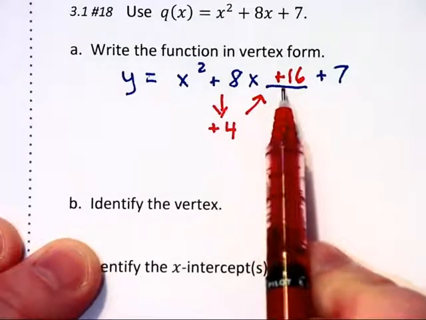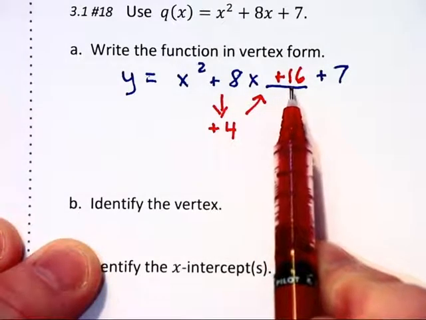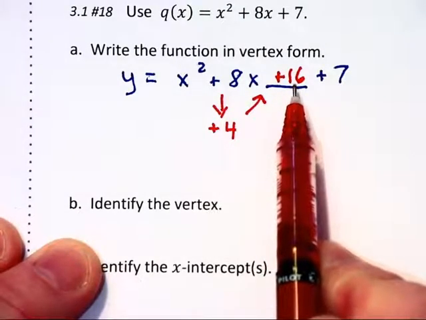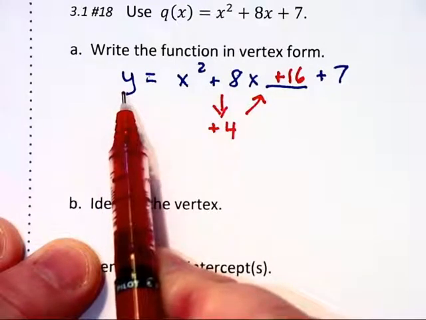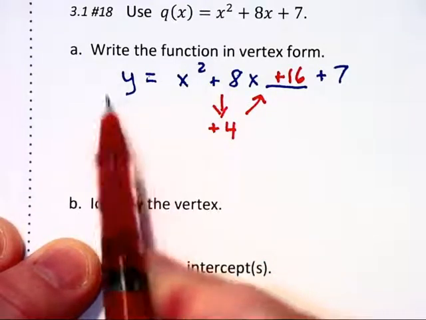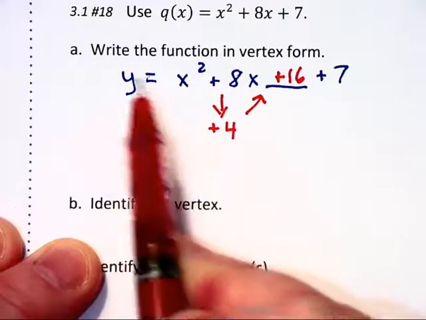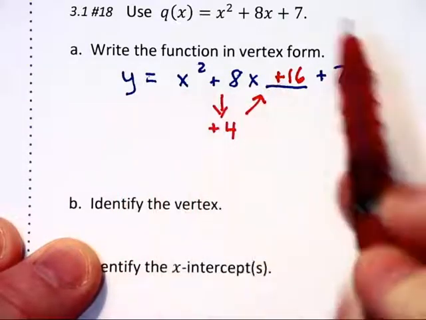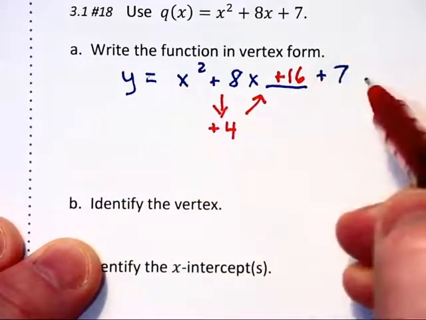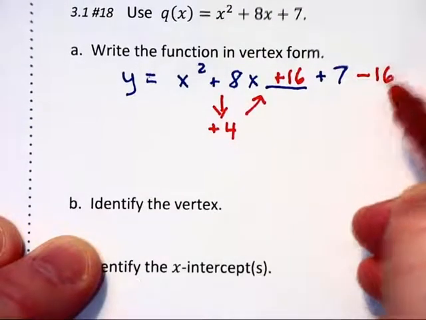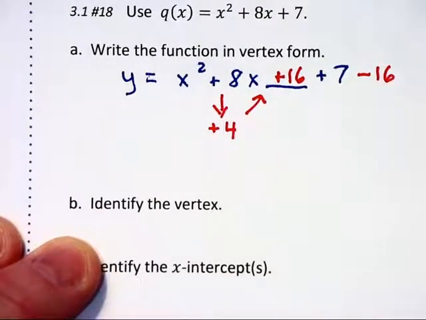Now, we've added 16 to the right side of the equation. From what we know about equations, we should add 16 to the left-hand side, but we don't want to change the y equals that we have there. So instead of adding 16 to both sides, we're going to add it to the right and then subtract it back off and write minus 16 over there on the right.